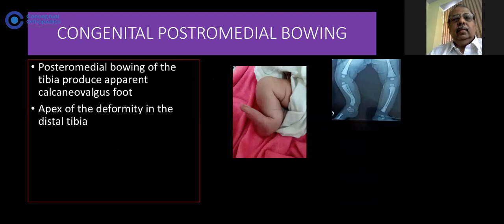These are usually innocent lesions, and they usually correct by themselves to some extent during growth. The two problems that are associated with these conditions are the valgus deformity of the ankle, and second is the shortening. If there is excessive shortening and/or valgus deformity of the ankle, we do an osteotomy around the age of 4 to 5 years, before the child goes to school, and you can lengthen the bone and correct the deformity in a single sitting.